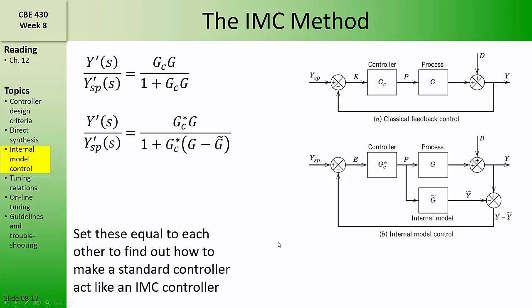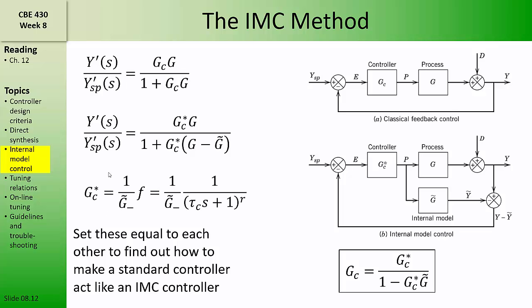If we set these two transfer functions equal to each other, then we can find out how to relate controller tuning parameters for GC in a standard feedback control loop to the corresponding settings that we would obtain if we were using the internal model method. We find that GC, the controller transfer function for a standard feedback loop, should be GC star over 1 minus GC star G tilde. Now we can tune a controller according to the IMC method and relate the resulting tuning parameters to the controller that we should use for a standard feedback control loop to obtain exactly the same behavior.